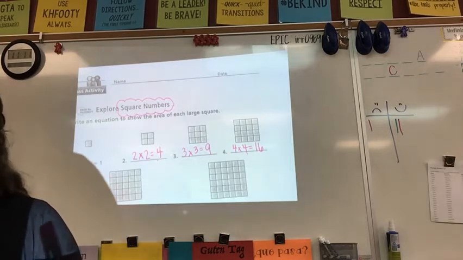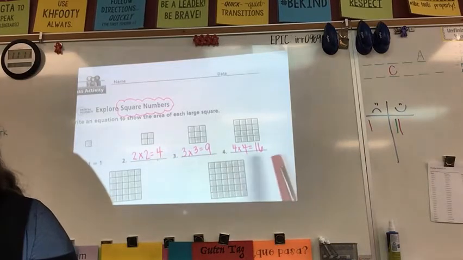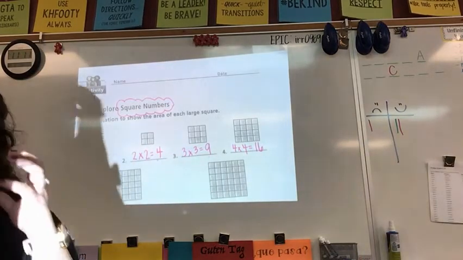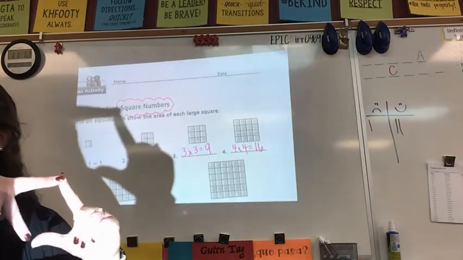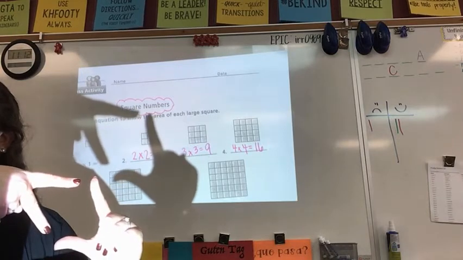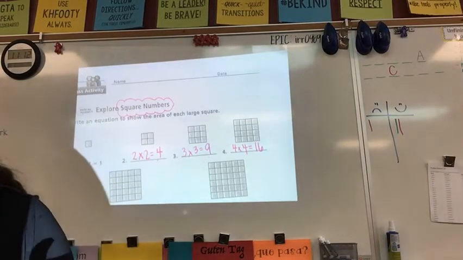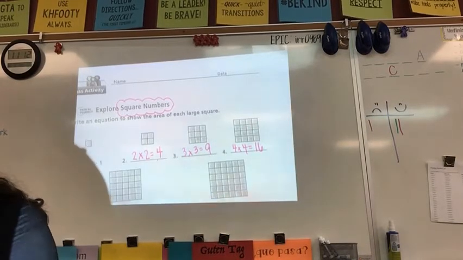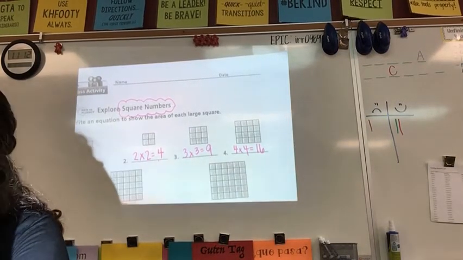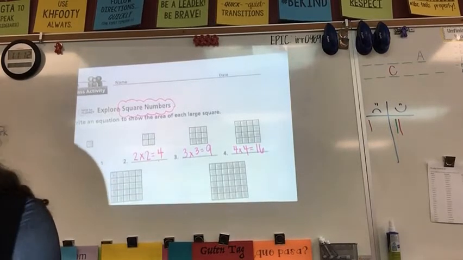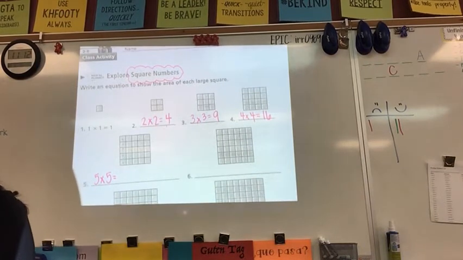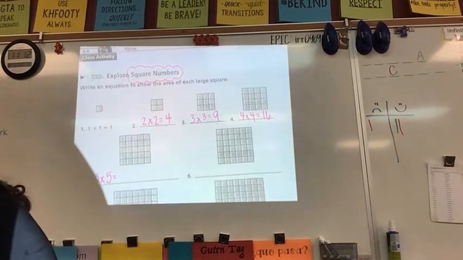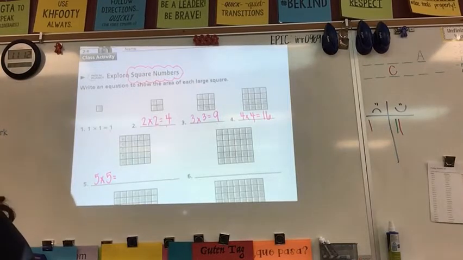So far, we have found 1, 4, 9, and 16 are square numbers because I can take those totals and arrange them into the shape of a square. Because I can arrange them into a square, they're a square number. So, for example, this one is a 5 by 5 square, which means that the product of it will be a square number, right? Can you tell me what 5 times 5 is? Brielle, 25.